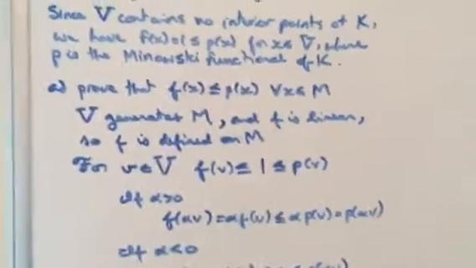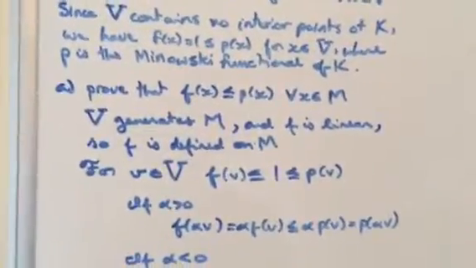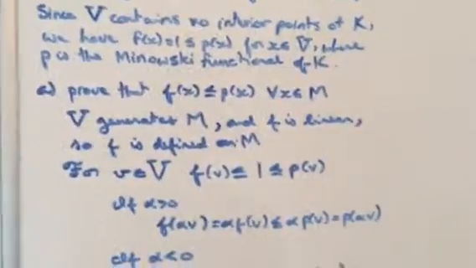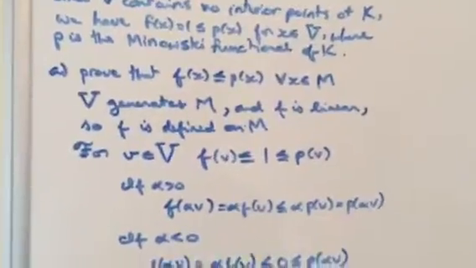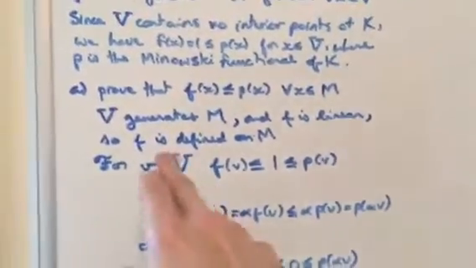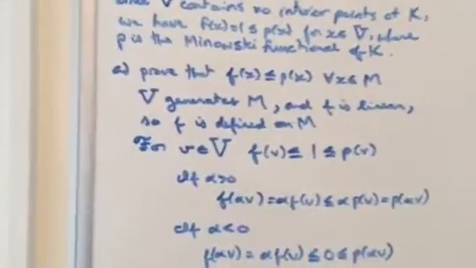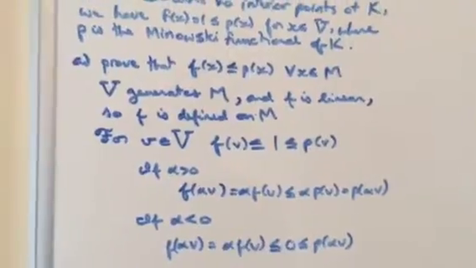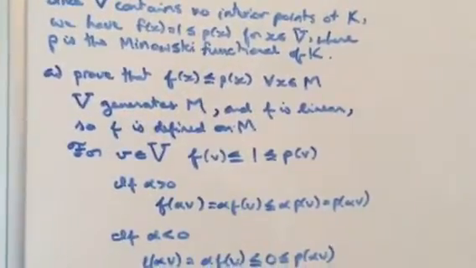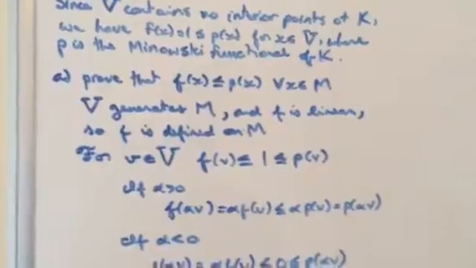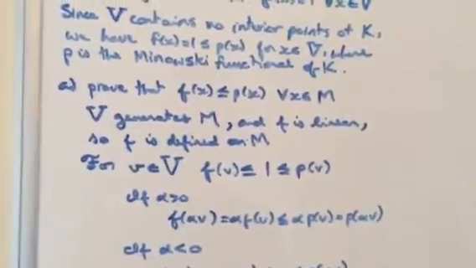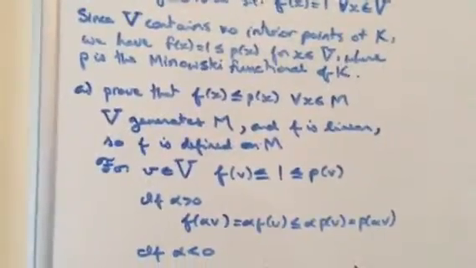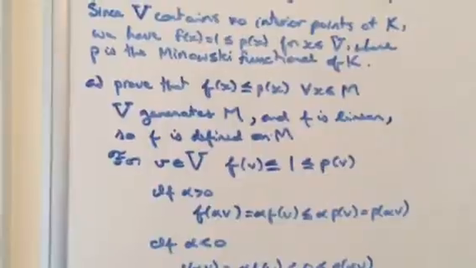So the first part of this proof is just to show that our function f of x must be less than or equal to p of x when we're looking at any x which is an element of the subspace M that is generated by our linear variety V. So we have this fact that V is generating M. We also know that f is a linear functional. So f is therefore defined on M because the linear combinations of vectors in V generate M, and so we can just apply the linearity of f, and we will get function values from that.